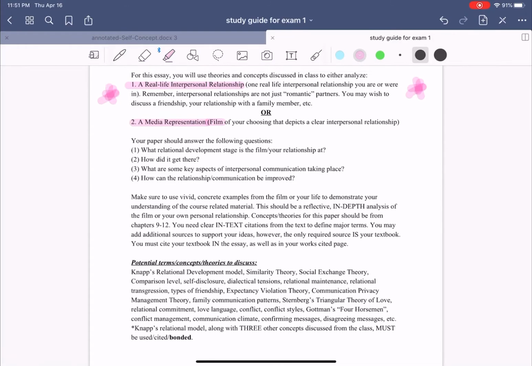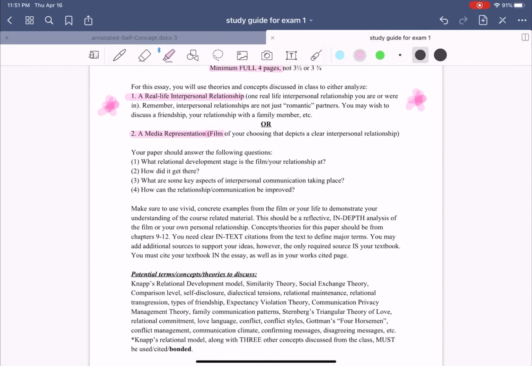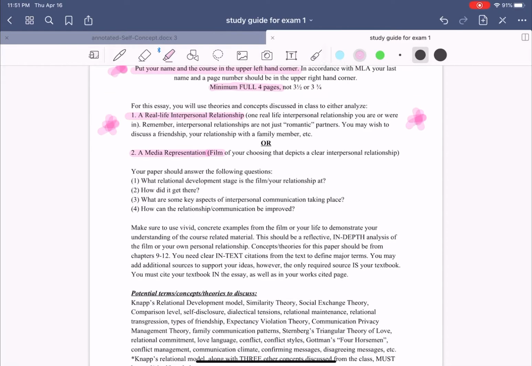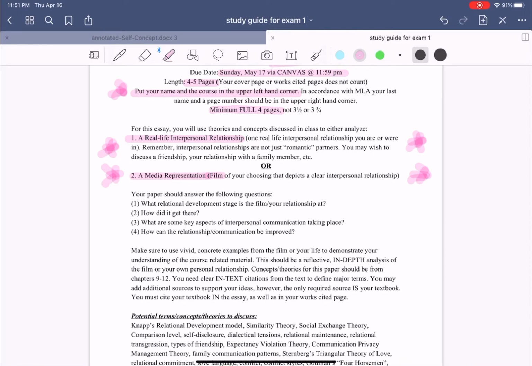And so there are your two options. You only need to choose one or the other, not both. Typically I have students do both of these, a media representation as well as discussing your own real-life interpersonal relationship, but just choose whichever one floats your boat, to be completely honest. You don't need to do both. I do not recommend that you do both. Choose one or the other.